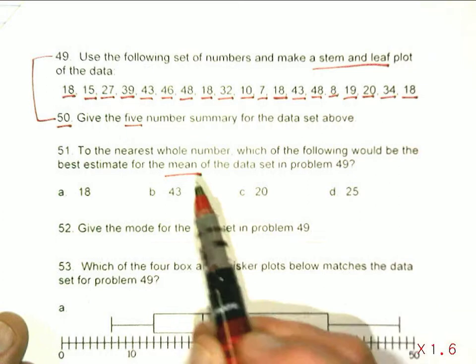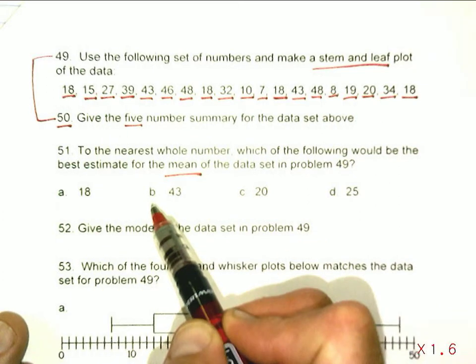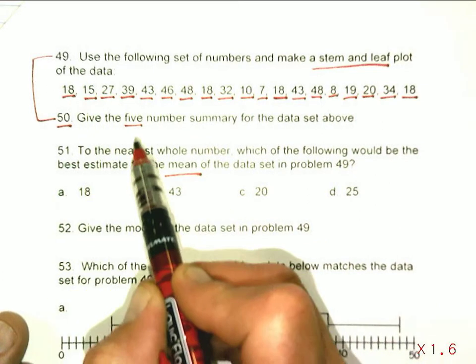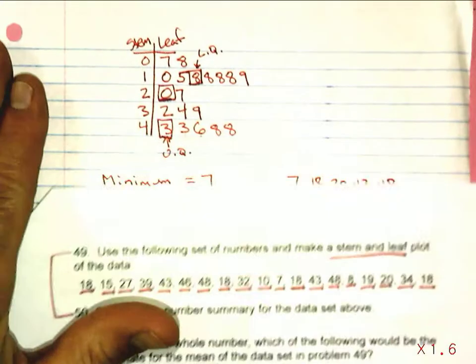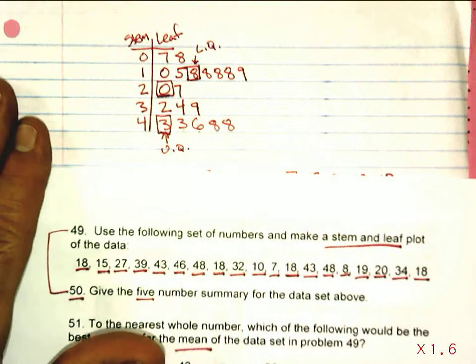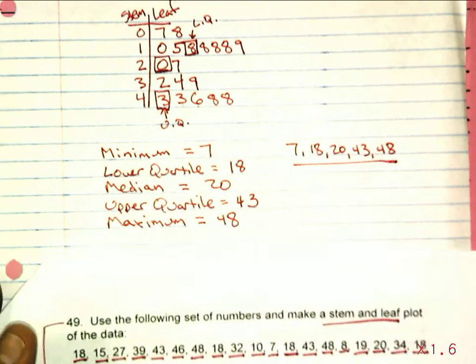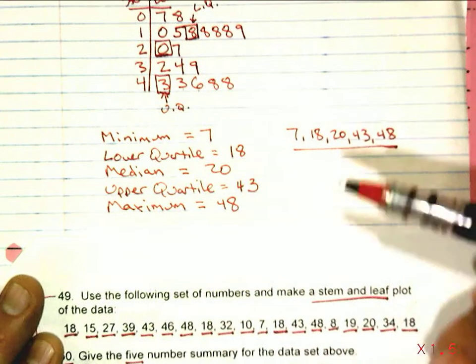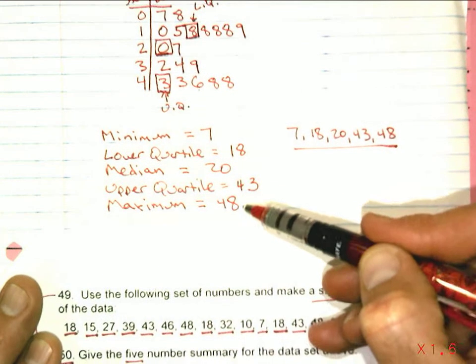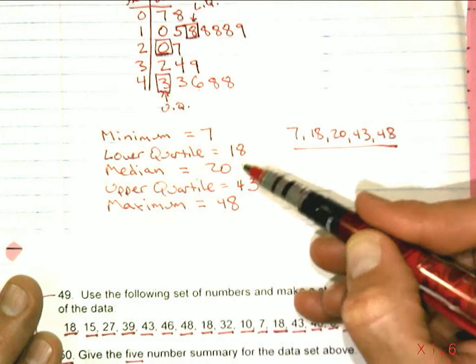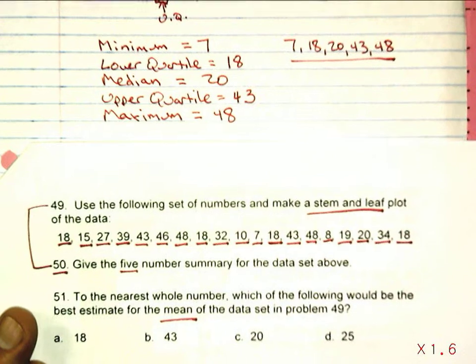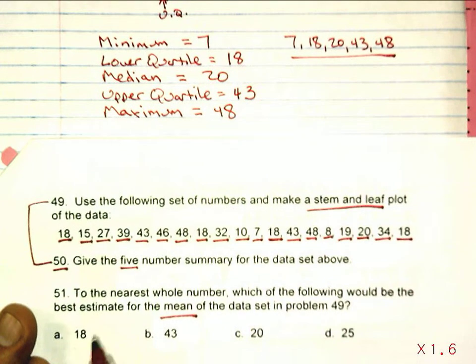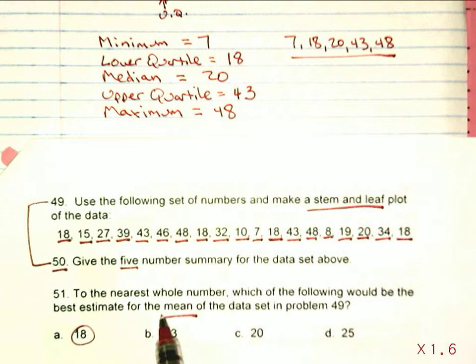So if you go back to previous videos, if you haven't done them, and looked at number 49 and 50. In 49 we made a stem and leaf plot of the data, which is right here. And then we took the stem and leaf plot and broke it into a 5-number summary, and we found some important numbers. Numbers like the maximum and the upper quartile and the median and the lower quartile and the minimum. And if you look at the answer choices for problem number 51, you'll see that one of them is the lower quartile. And so you know that that is not the mean.